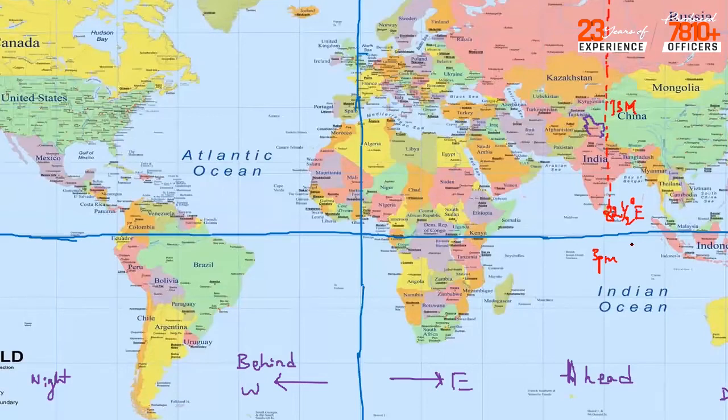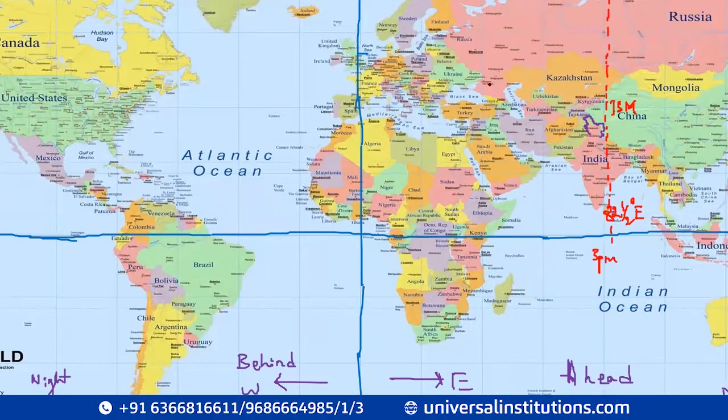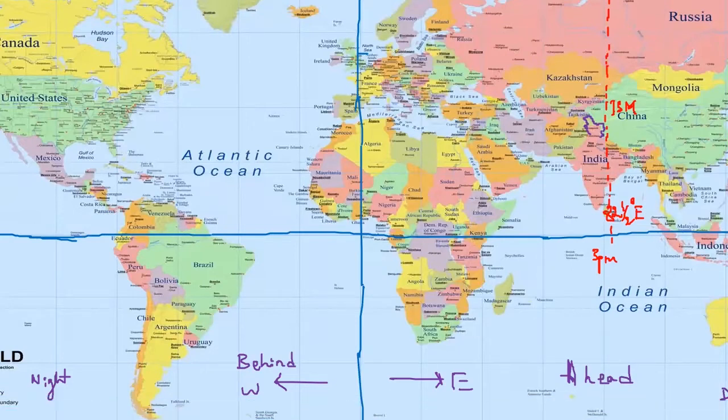Indian standard meridian passes through Mirzapur. How many of you heard of Mirzapur? Yes, Mirzapur, all of you know now. Mirzapur is a very popular town in UP, eastern UP, near Allahabad. Okay, 82.5 is our standard meridian.